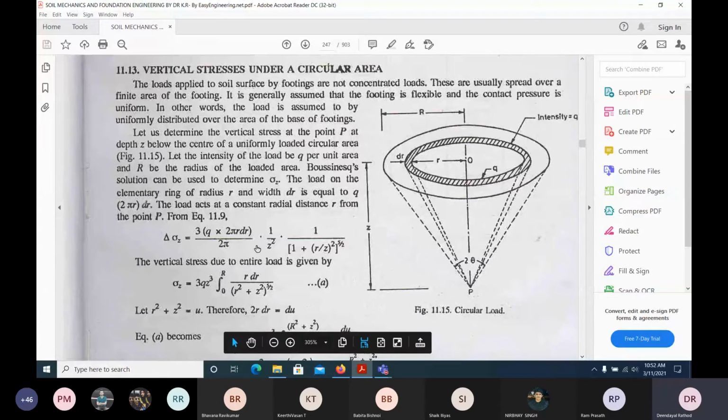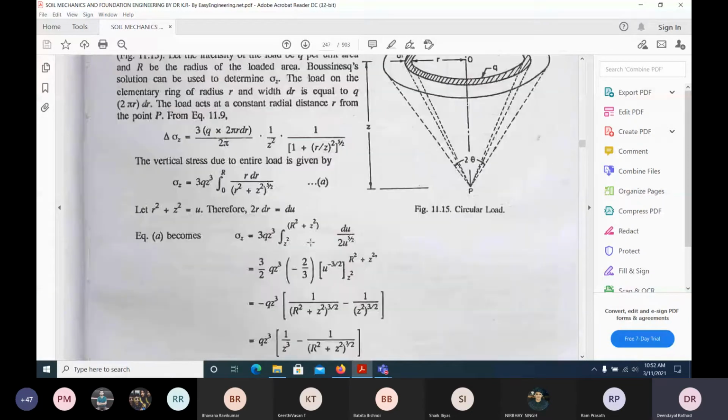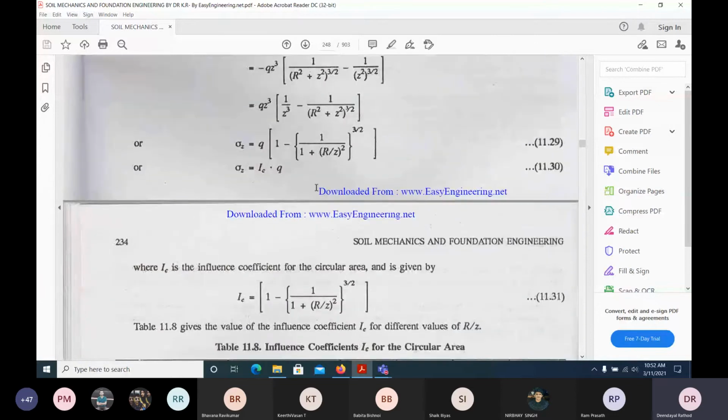Understand? 2 pi r multiplied by the dr. Again, what we have to do is the integration from 0 to r, because I want the whole area, 0 to r. You will do the integration, and finally you will find this equation.